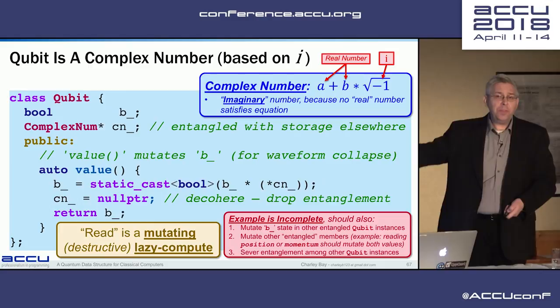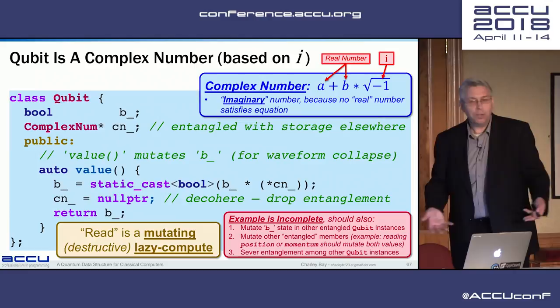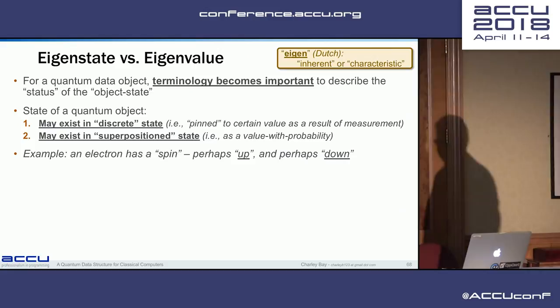So ultimately, we have a pattern for this. This is a mutating lazy compute. There are a lot of corollaries in other languages for this. What is that quantum object doing? Oh, it's doing a mutating lazy compute. There's a pattern. This is nothing new. We tend to do it in areas with high complexity, where high complexity is warranted in the design.